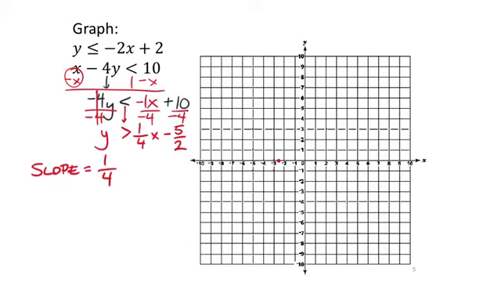And I still haven't even graphed the second one. I'm not even worried about the first equation yet, right? So let's go back to the original inequality: x minus 4y. It's supposed to be less than 10.